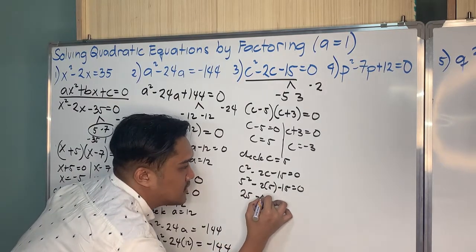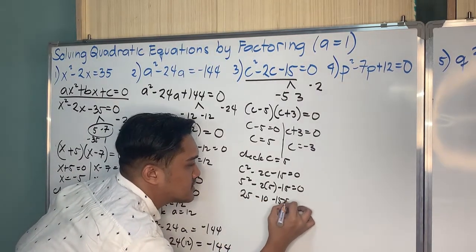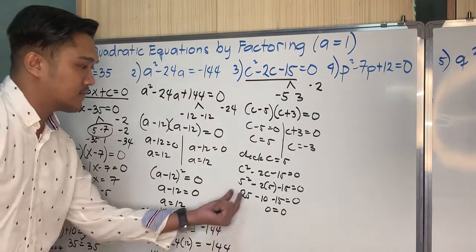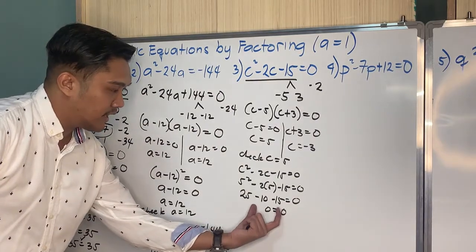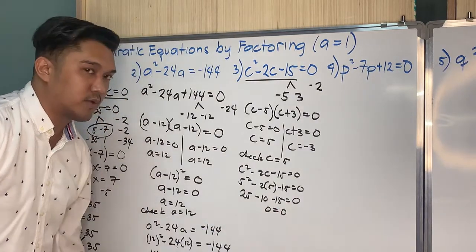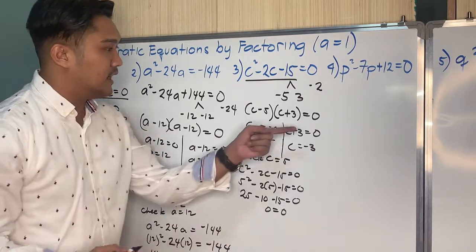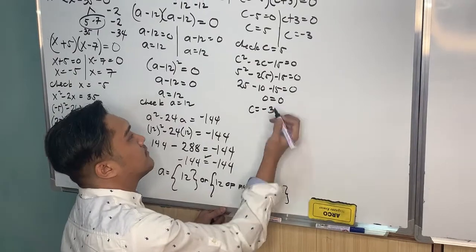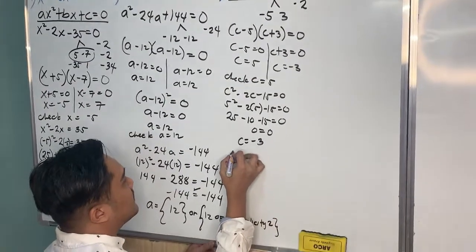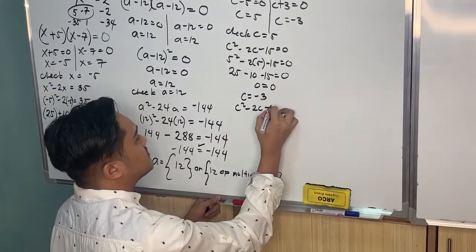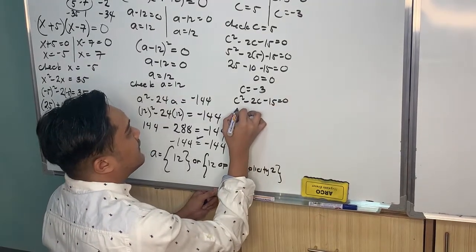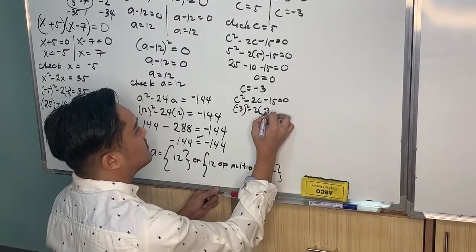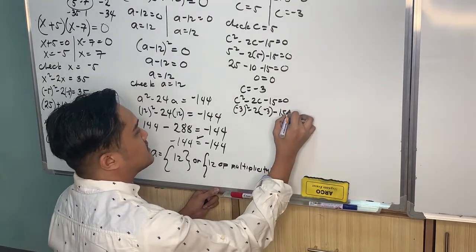25 minus 10 minus 15 is equal to 0. 0 equals 0. Kasi 25 minus 10, negative 10, tsaka negative 15, negative 25. So, 0 na siya. Try natin yung C equals negative 3. So, magiging C squared minus 2C minus 15 is equal to 0. So, negative 3 squared minus 2 times negative 3 minus 15 is equal to 0.